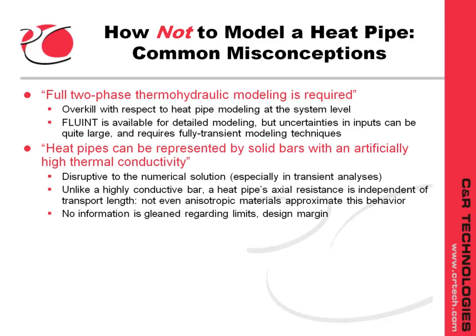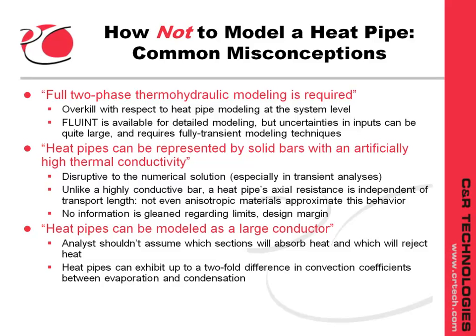Another misconception is that the heat pipe acts just like a bar of very conductive material. First, you can't assign a number like 1,000 times copper to a heat pipe, since the conductance or resistance is largely independent of length. Trying to use a highly conductive bar gives you the wrong behavior. Similarly, you can't just replace a heat pipe with a large Cinda conductor, since that provides no information regarding operational limits. Also, that approach doesn't distinguish between vaporization and condensation resistances.